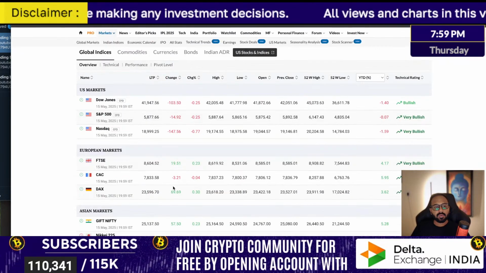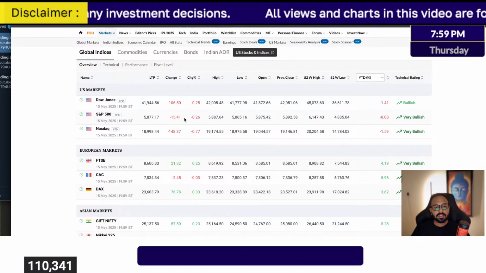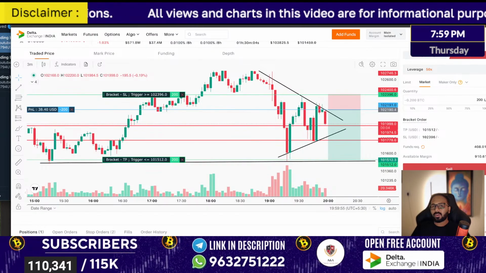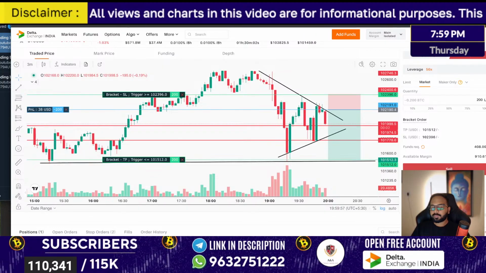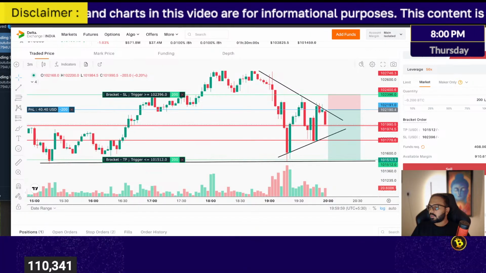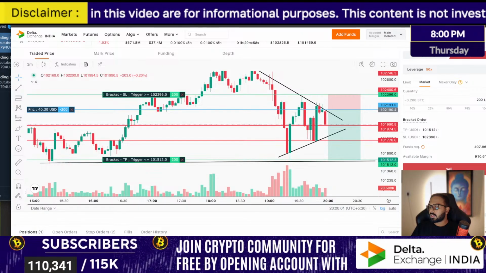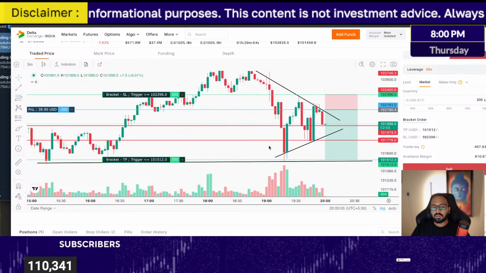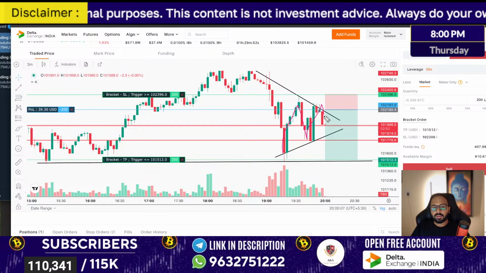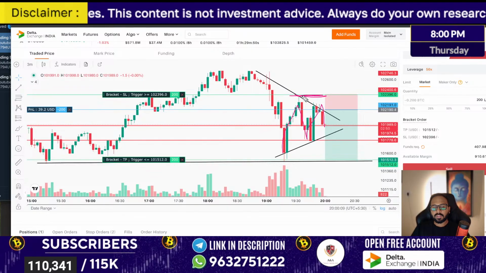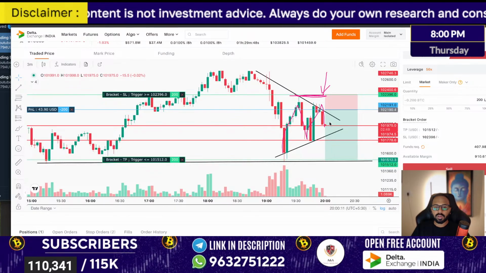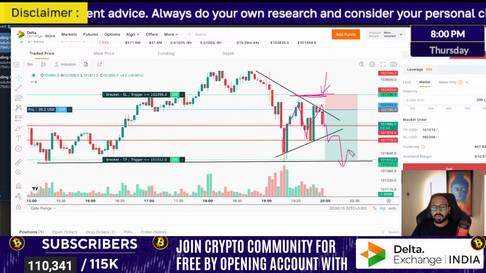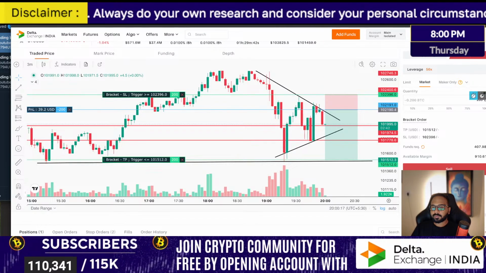Global market, what is happening? Nasdaq and S&P 500 are still slightly bearish, not too much. BTC, nice selling from the top, held on, forming a pattern here, again selling. Here, if the market breaks this zone, there is no point in holding the bearish trade. That's why the stop loss is here. So from here, if it continues, good for us.